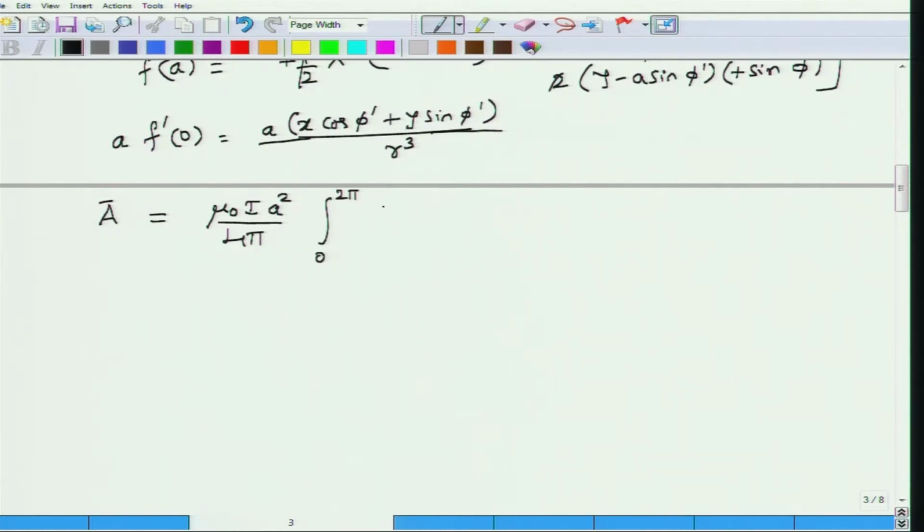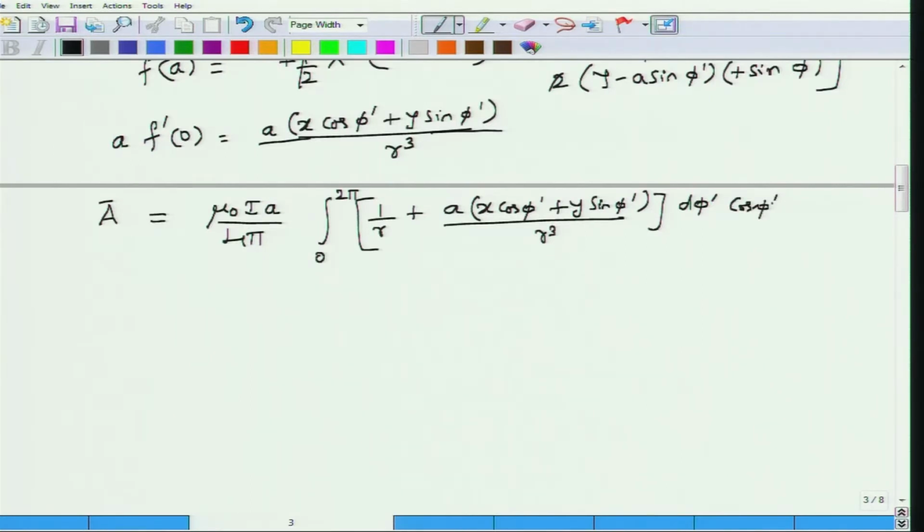So let us substitute for 1 by r. 1 by r is 1 by small r plus this a into f prime of 0, right, which would actually be, hold on, let us not write a square over here, let us still keep it as a here because that a square will come now. So this will be a x cos phi prime plus y sin phi prime divided by r cube. This needs to be multiplied by d phi prime integrating from 0 to 2 pi, but then you have cos phi prime y hat minus sin phi prime x hat, okay.